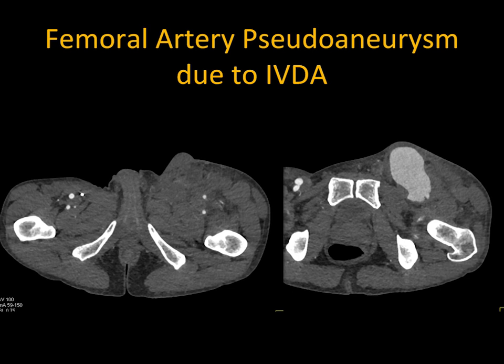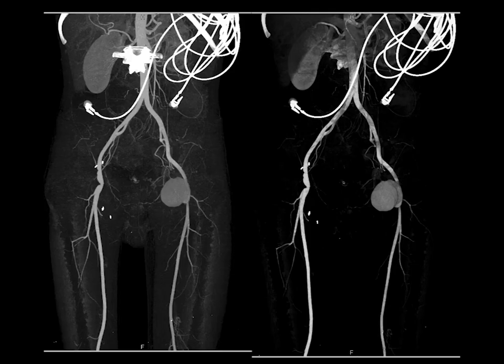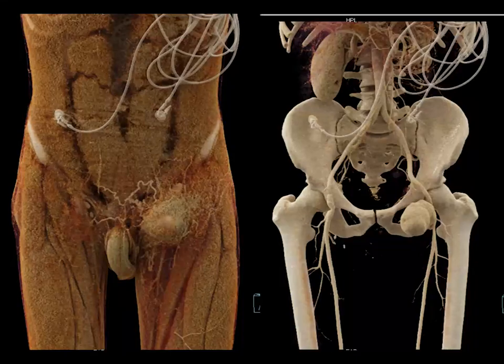And just to show you how you can put it all together, this was an IV drug abuser with a large mass in the groin. It was thought to be an abscess, but someone said maybe it's a pseudoaneurysm. You can see it's a good thing they gave contrast because there's a large pseudoaneurysm, which you see very nicely in the volume rendering. And then you take away the bone, and now you have the MIP imaging on the left and the volume rendering on the right, showing you that large pseudoaneurysm.